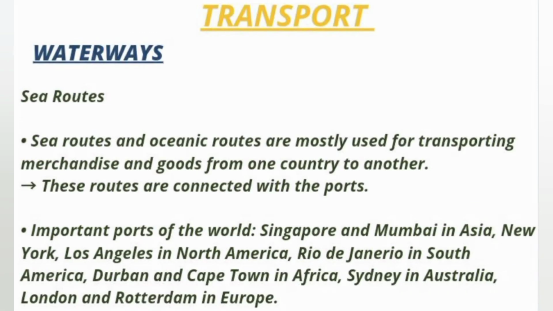Now we will discuss sea routes. Sea routes and oceanic routes are mostly used for transporting merchandise and goods from one country to another. These routes are connected with the ports. Important ports of the world: Singapore and Mumbai in Asia, New York, Los Angeles in North America, Rio de Janeiro in South America, Durban and Cape Town in Africa, Sydney in Australia, London, and Rotterdam in Europe.